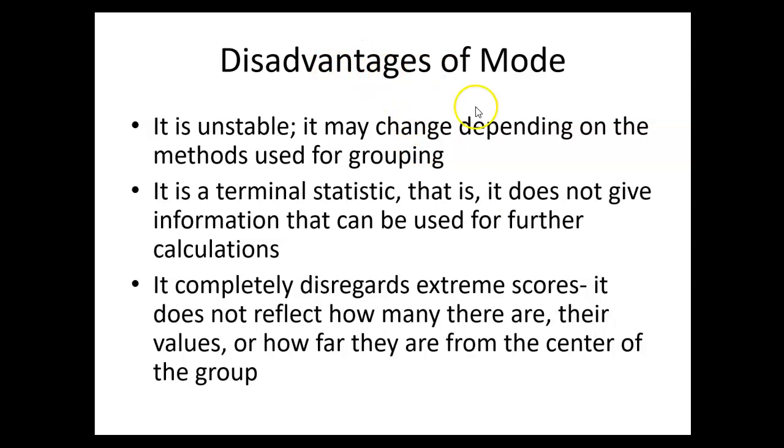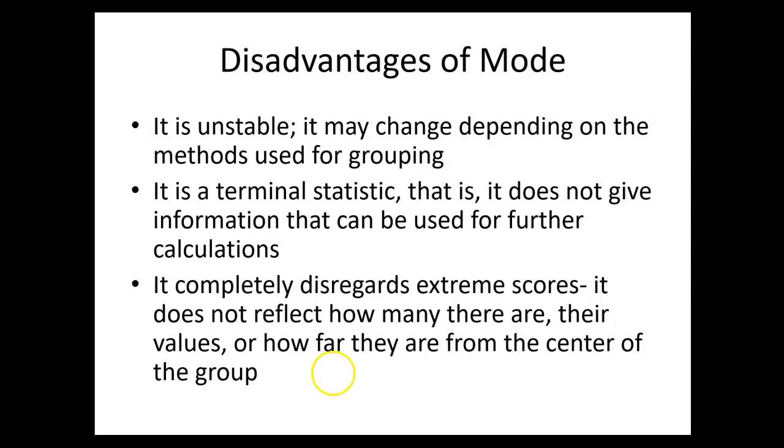Some disadvantages of the mode is that it's unstable. It may change depending on the methods used for grouping. It's also a terminal statistic, which means it doesn't give any information that can be used for further calculations. The mode also completely disregards extreme scores.